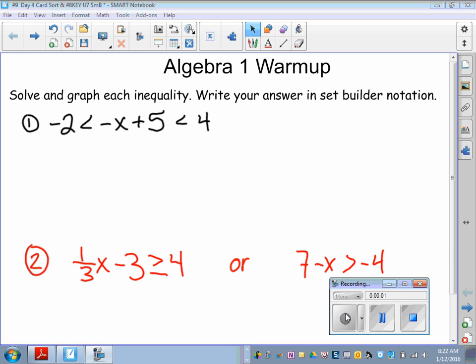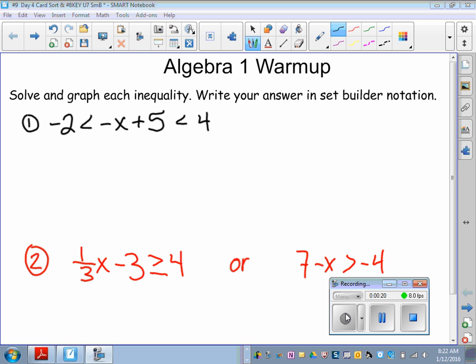Look at the warm-up. The reason why I chose these two problems is because on some of your mini quizzes that I graded from last class, I saw a lot of the same common mistakes, and so I wanted to address those errors here. Alright, for number 1, it says to solve and graph each inequality and write your answer in set builder notation.